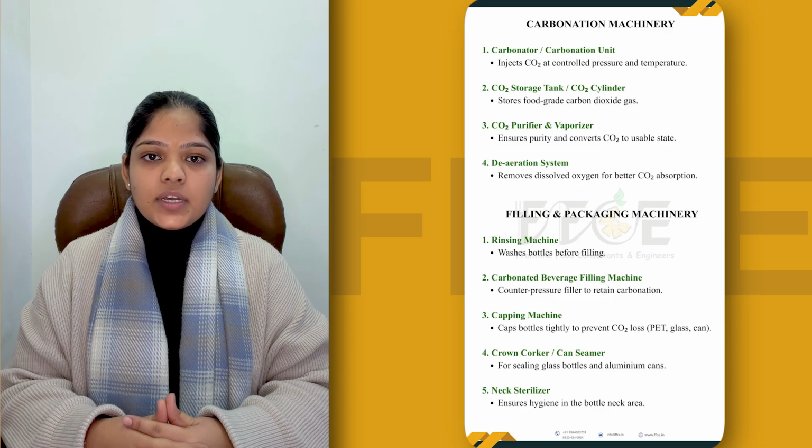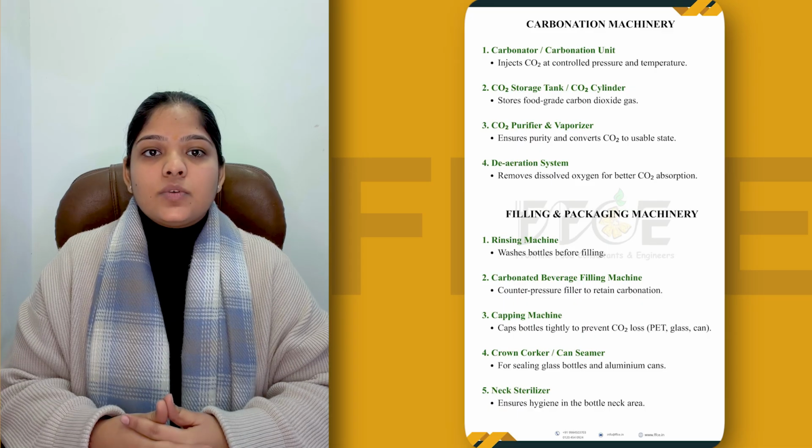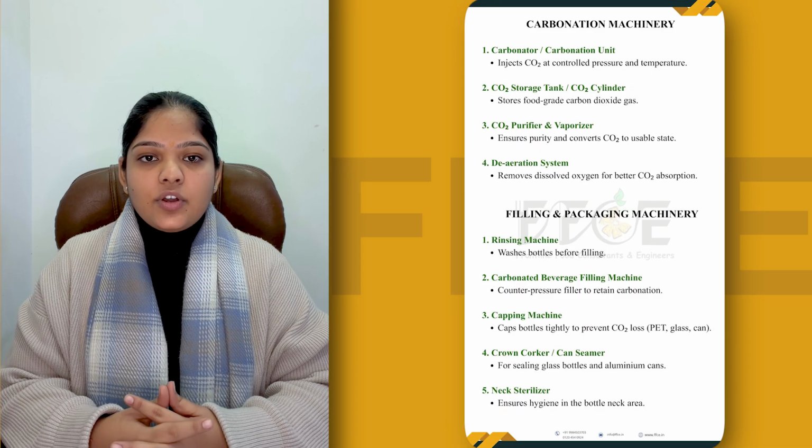Packaging equipment include labeling machines, batch coding units, and shrink wrapping machines for secondary packaging. For large operations, cartoning, sealing, palletizing, and stretch wrapping systems are used to ensure efficient logistics and safe transportation. So the filling and packaging equipment are bottle rinsing machine, counter pressure filling machine, capping and seaming machine, neck sterilizer, labeling and coding machine, shrink wrapping and cartoning. So these are all the equipment for manufacturing of carbonated beverages.